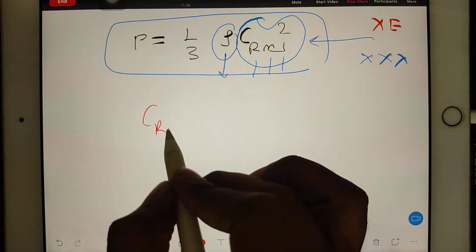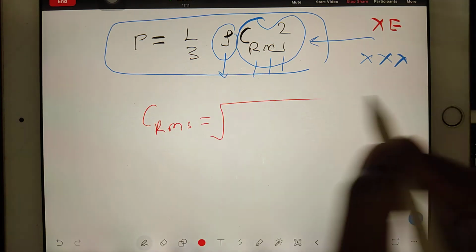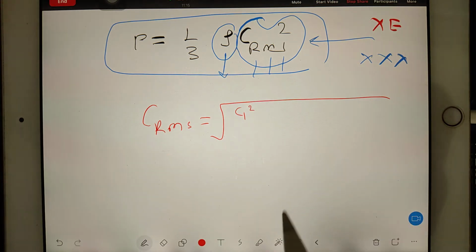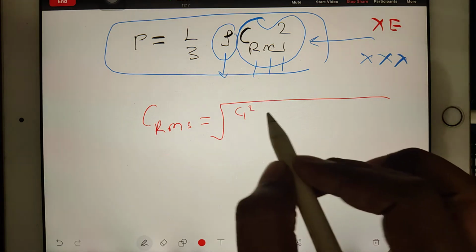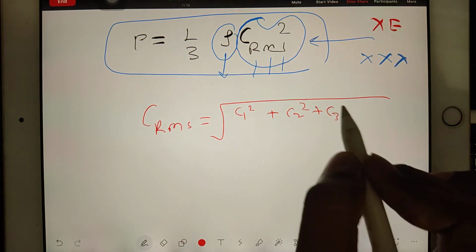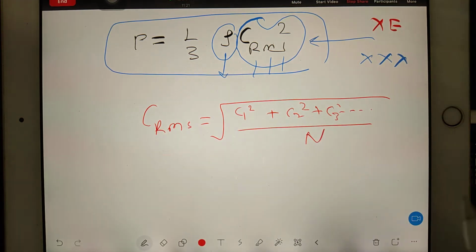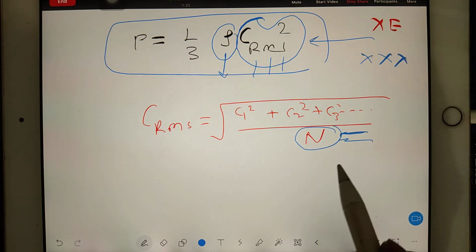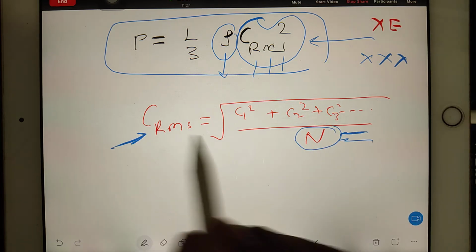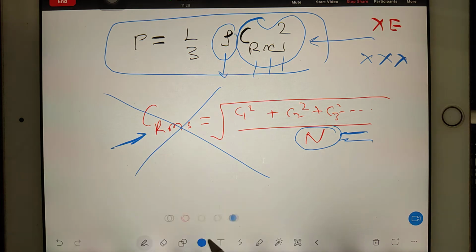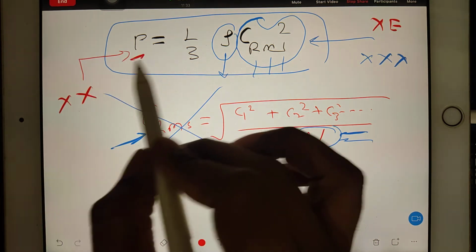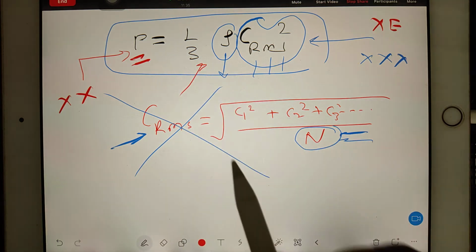How will you calculate c RMS velocity? To calculate c RMS velocity, they should mention the velocities of every separate molecule: c1 square plus c2 square plus c3 square and so on, divided by n, the number of molecules. So the Avogadro concept and mole concept will come into picture if you want to go into detail. So skip this part. You only need to know that there is a formula for static pressure, but we don't calculate static pressure using this formula in the aerospace department.